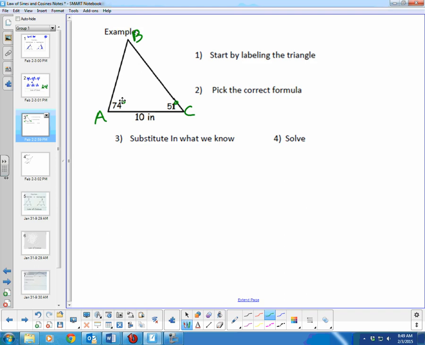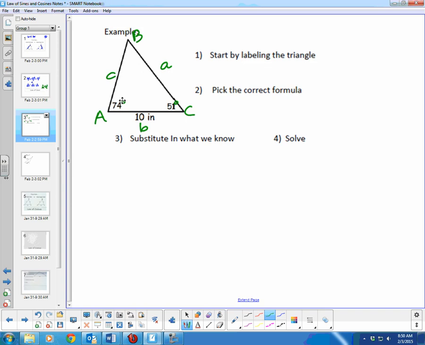Sorry, I should have had you write in it first and then taped it, but I wasn't thinking this morning. Anyhow, if this is angle A, then side A is always opposite of angle A, right? So this would be side A, which makes 10 is what side? B, because it's opposite of angle B. And then C is opposite of angle C. Okay, so we labeled it.